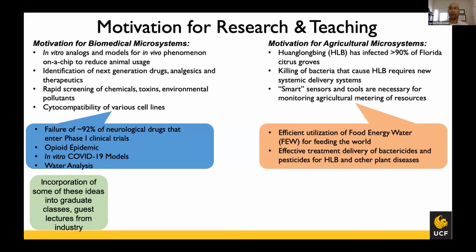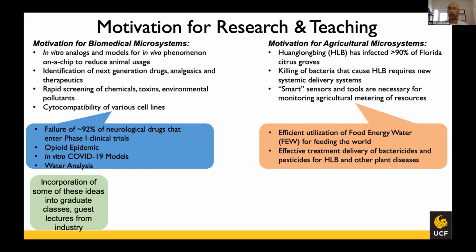Of course, there are the current national and international priorities, including potentially some COVID-19 in vitro models and the opioid epidemic; we've been funded by the NIH on that. Those are some of the motivations, in addition to testing new materials and systems with a variety of these cell lines, in being able to mimic in vivo conditions as closely as possible in an in vitro setting.